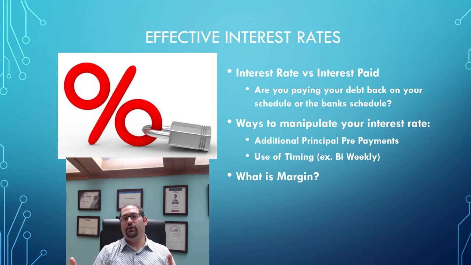So a way that you can look at this is by using margin. You're probably saying, well, that sounds great, Rob, but where am I going to come up with money to make these payments? So what margin is, is extra money in your budget that can be used to prepay debt.